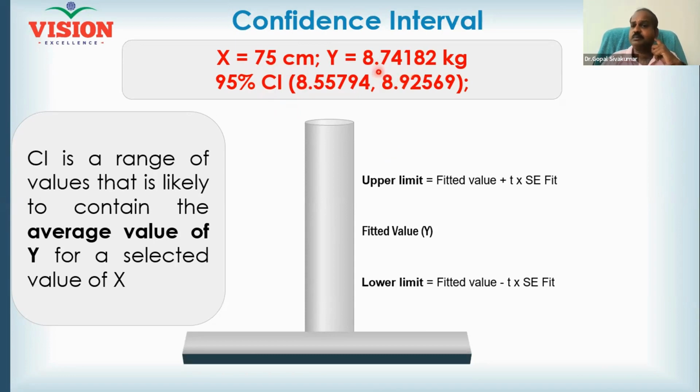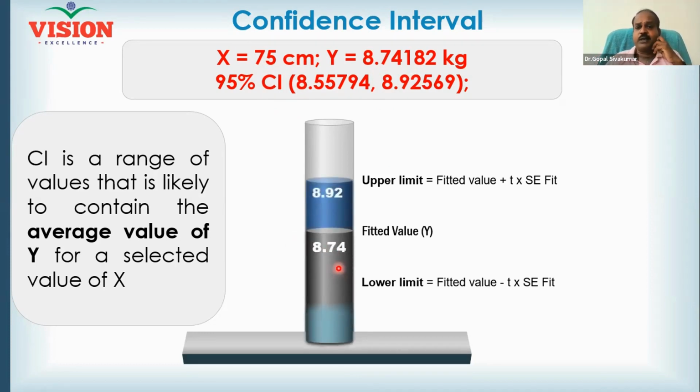And now it is predicted. Now see here, always when you predict, the predicted value is 8.74. And now you have to tell an upper limit. Upper limit is 8.92. Lower limit is 8.55. The upper limit is called upper confidence limit. Lower limit is called lower confidence limit.